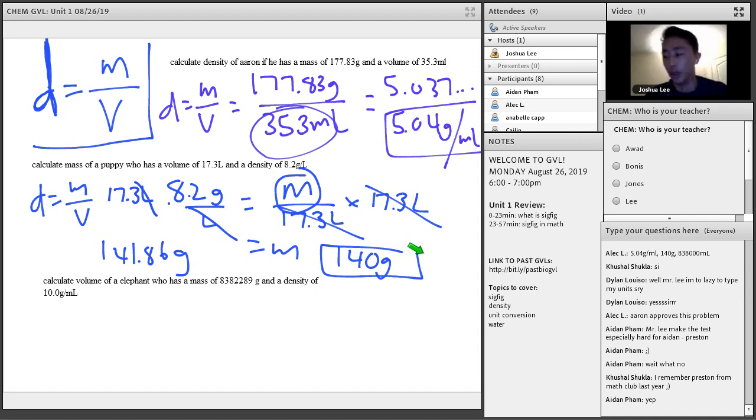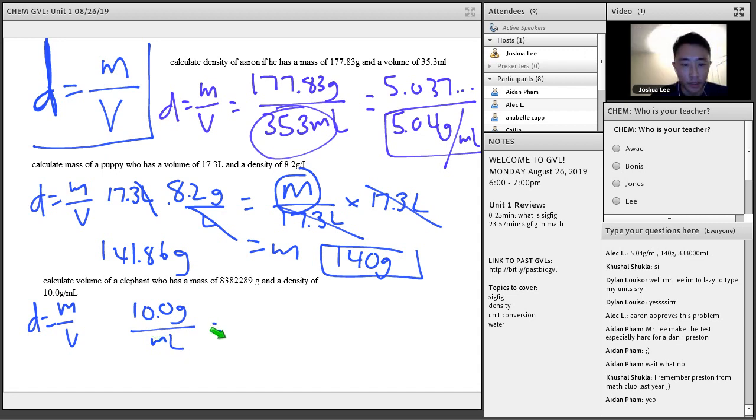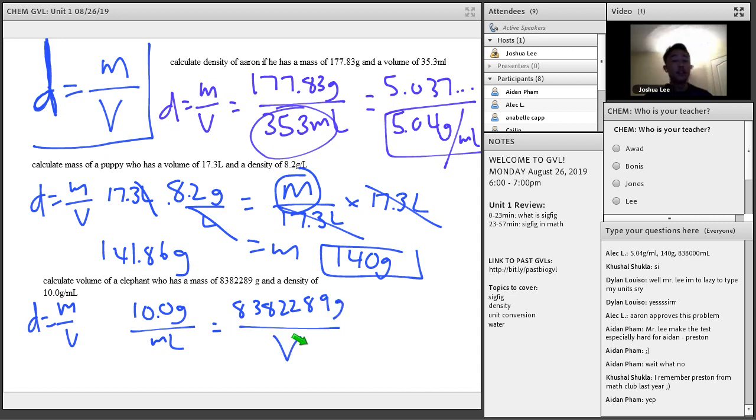So for that last one, density is mass over volume. The elephant has a mass of 8382289 grams and a density of 10.0 grams per milliliter. Anytime you have a variable on the bottom, I always suggest you just cross multiply, make life a little bit easier.